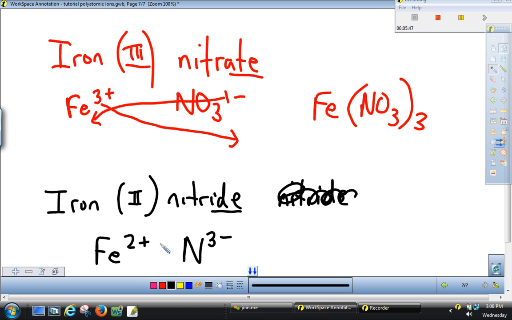And same thing, lowest common multiple is 6. So I would need 3 iron ions to get to a plus 6 charge, and I would need 2 of my nitride ions to get to a negative 6 charge. So Fe3N2.